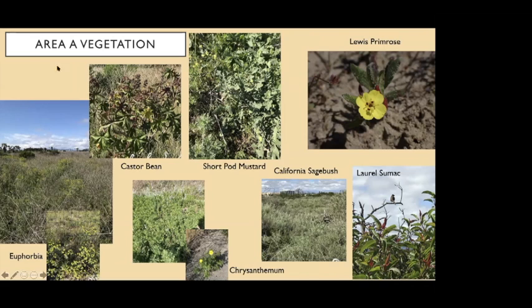The other, if I can get my cursor to move, the other cool thing is there are these big areas of native plants, California sagebrush, you have laurel sumac, and then of course the Lewis's primrose, which is an endangered species. Those are found there. So of course we have to do surveys before and map out where you will and will not weed, and if you're going to go near the primrose, carefully.